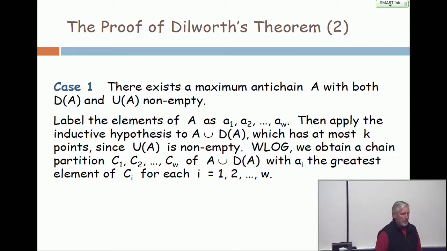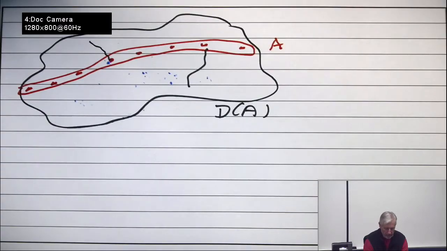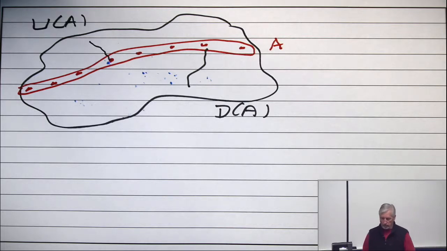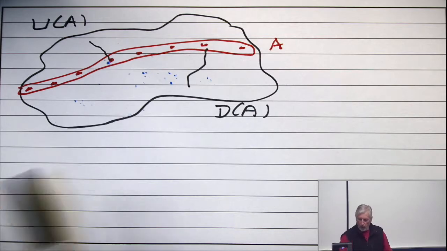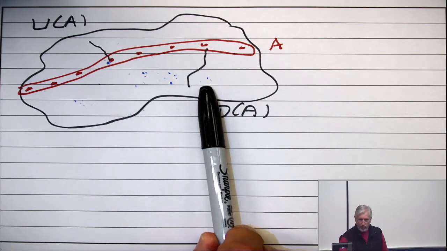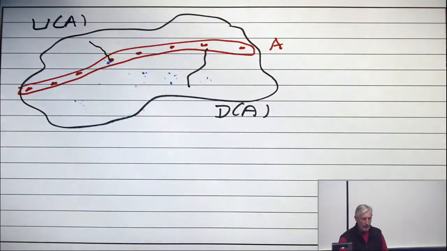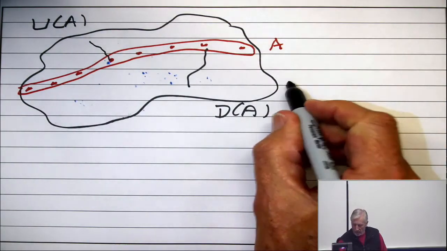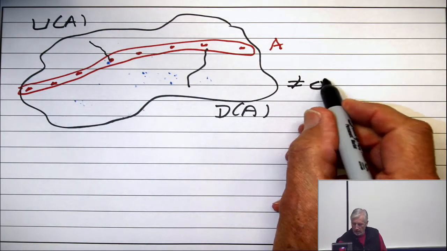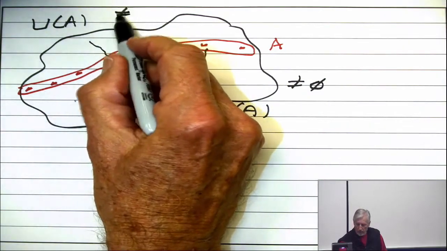Case one: there's a maximum antichain with both up from A and down from A non-empty. All right, I want to do this on the doc cam, and then you can read that last slide more carefully. We are looking at the case where that's non-empty and that's non-empty. There's something down here and there's something up here.